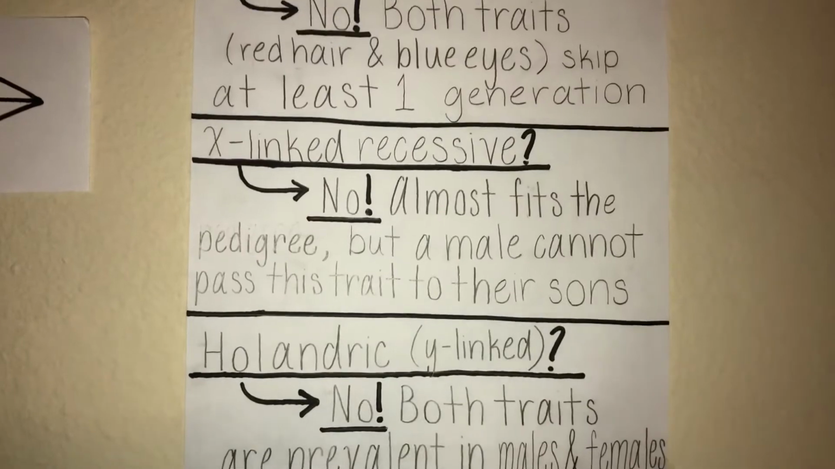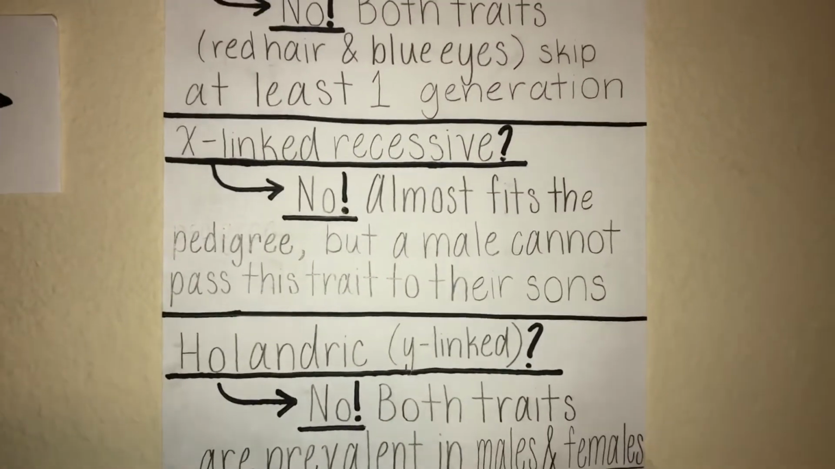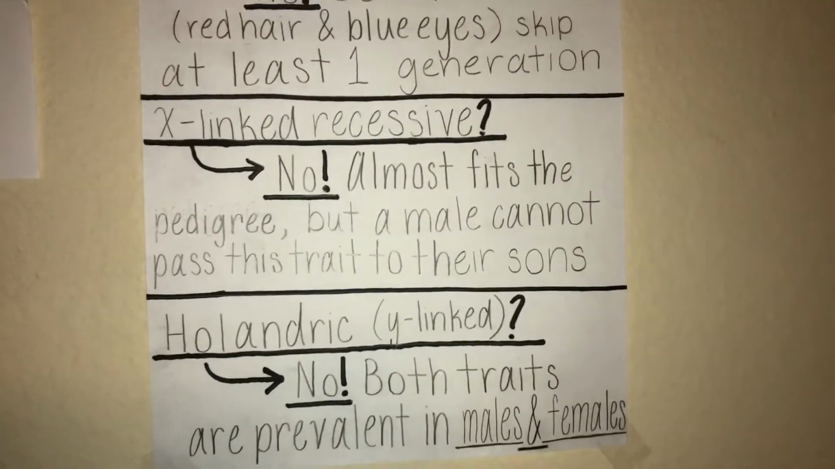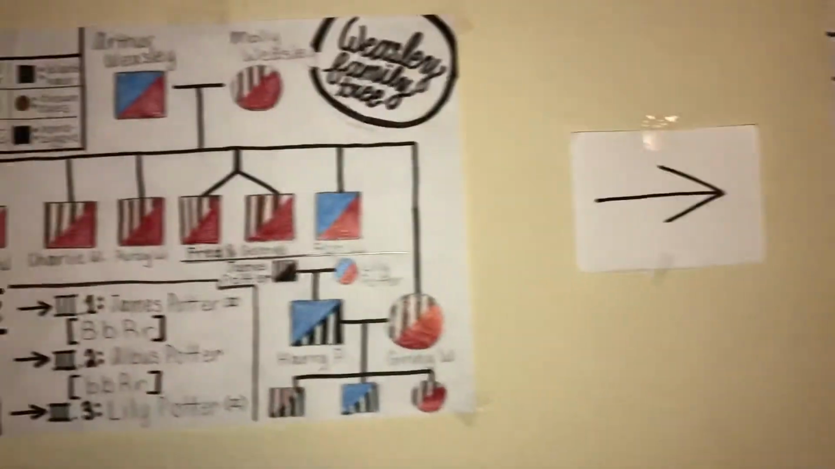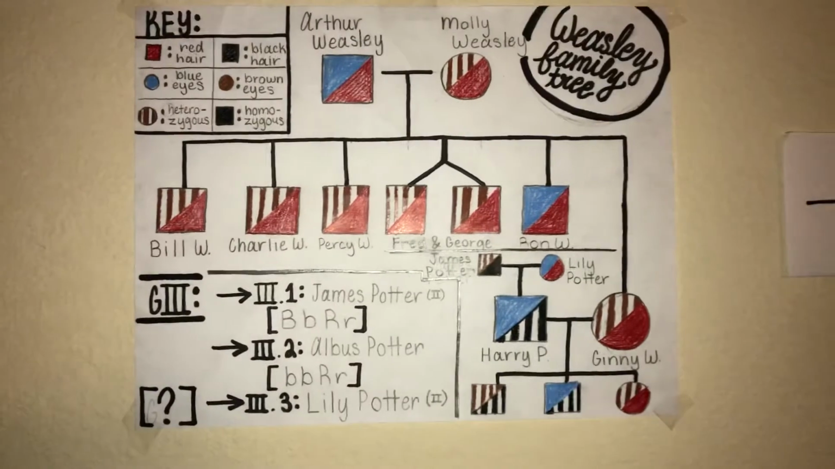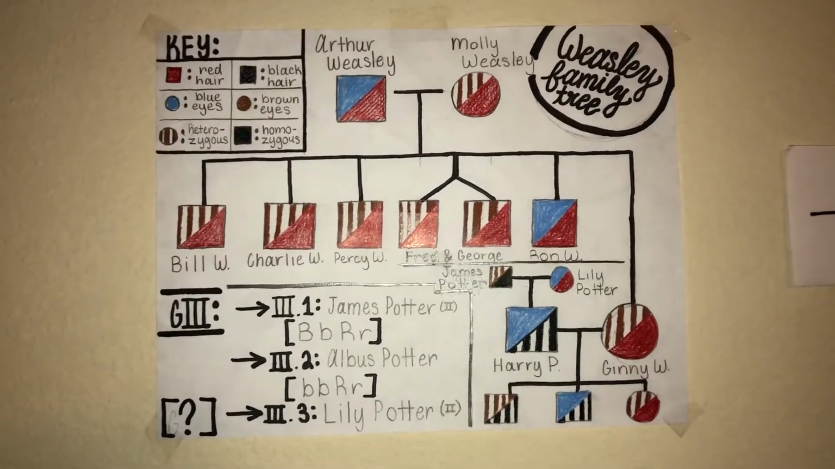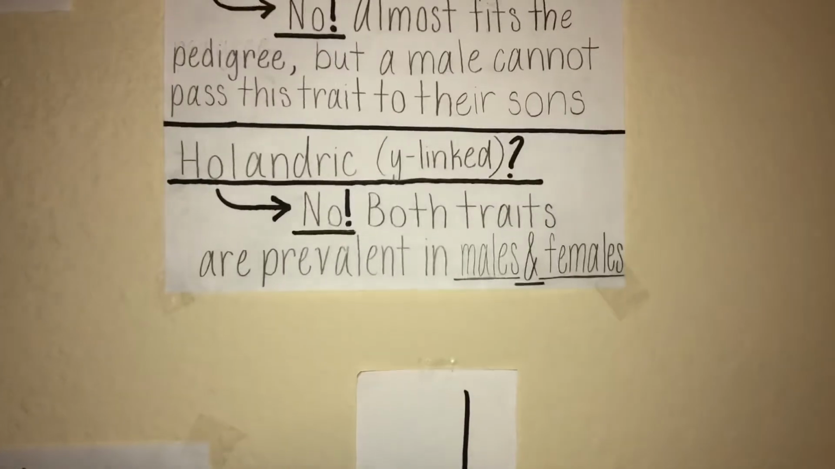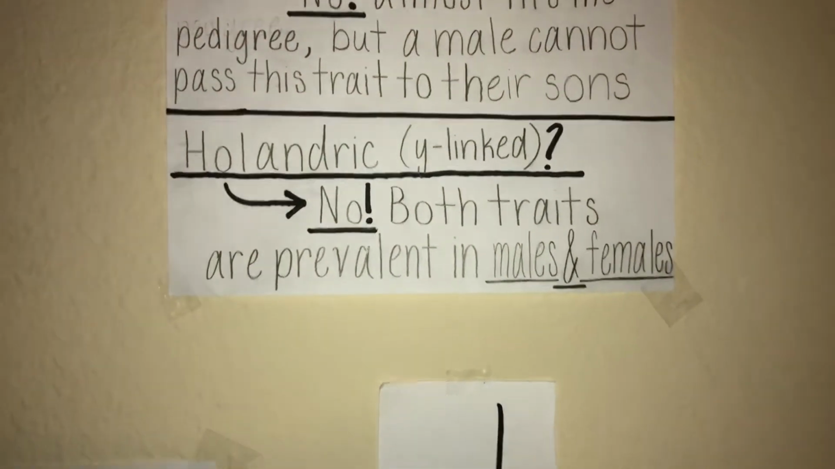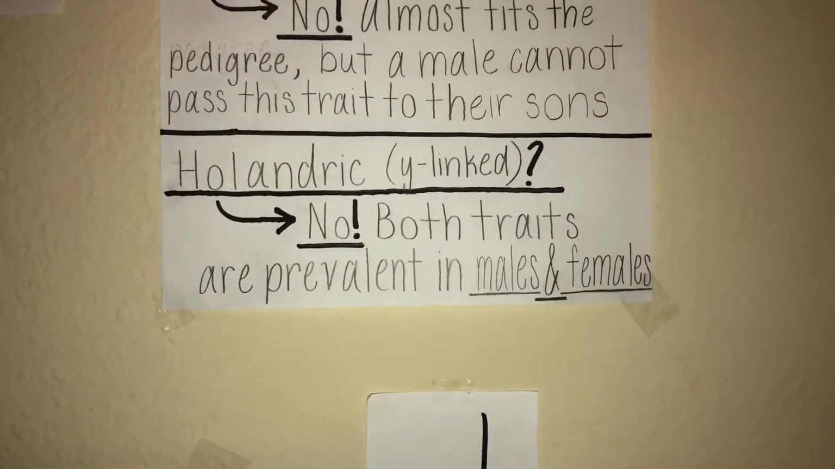We know it is not going to be X-linked recessive because it almost fits the pedigree, but a male cannot pass on this trait to their sons. As shown here, Harry Potter cannot pass on the recessive blue gene to his son if it was recessive. And we know it's not holandric Y-linked because both traits are prevalent in males and females in the pedigree.